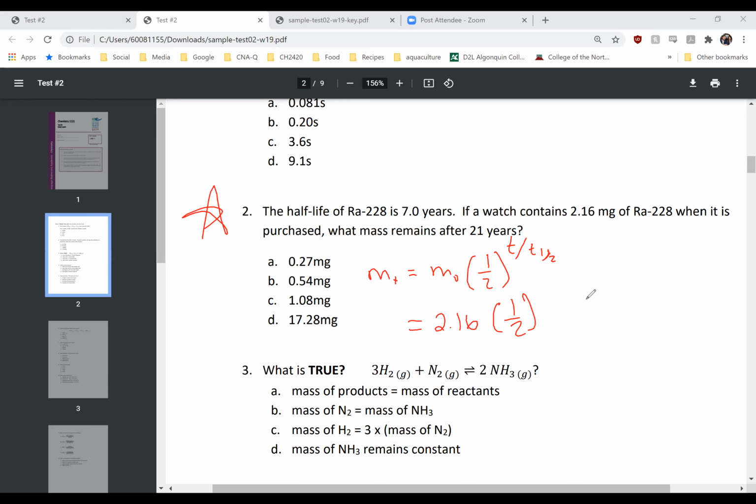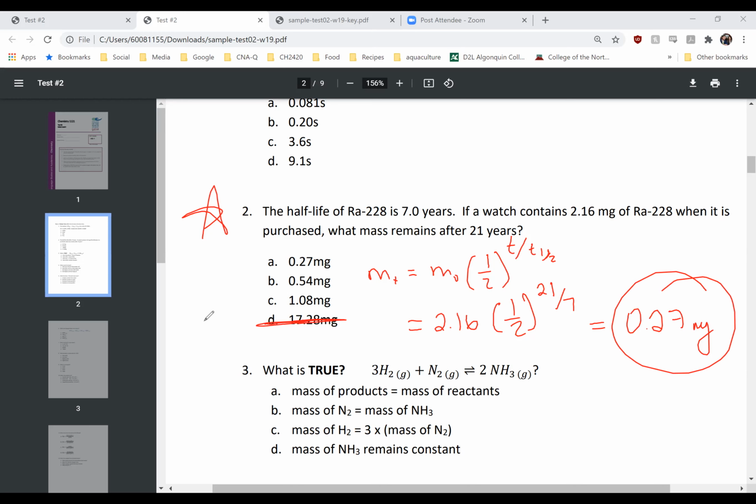Now, the only thing you might get confused with here is getting the half-life confused with the time. The half-life is 7 years, the time is 21. So this would become 21 over 7. Basically, what's happening is we're going to see this happen for 3 half-lives. 0.5 to the power of 3. Sorry, I'm talking to myself. And I end up getting 0.27 milligrams. Pretty straightforward.